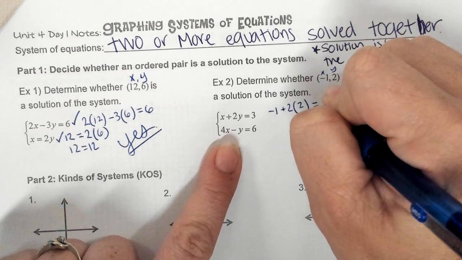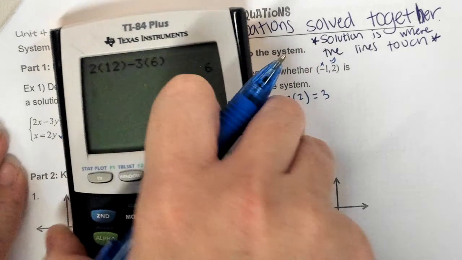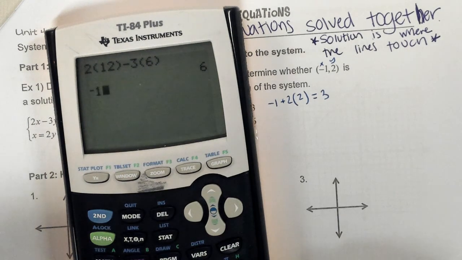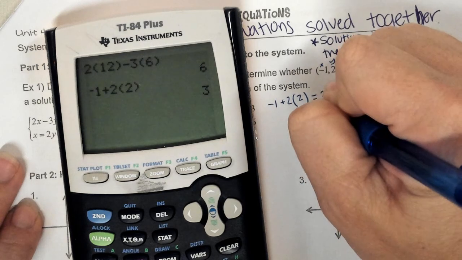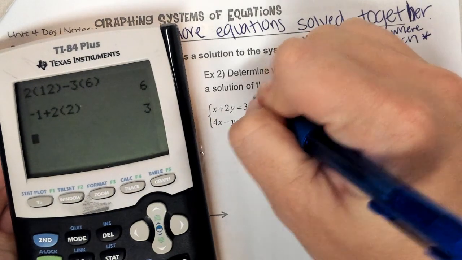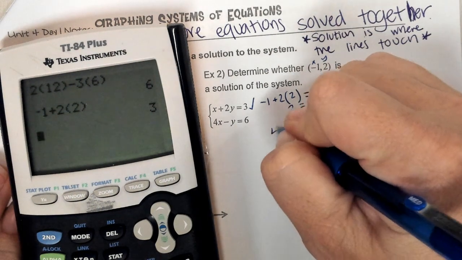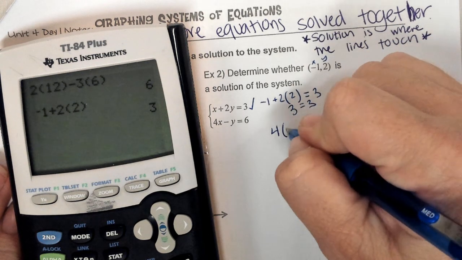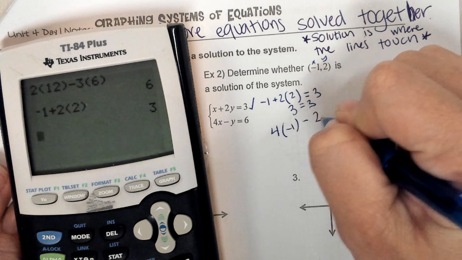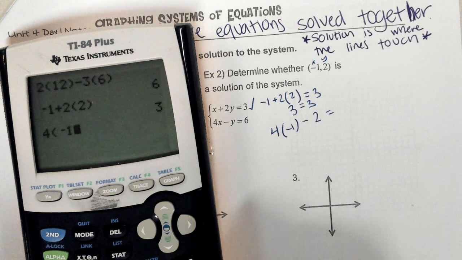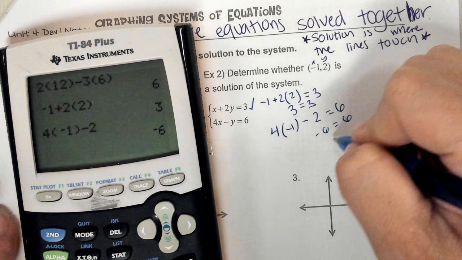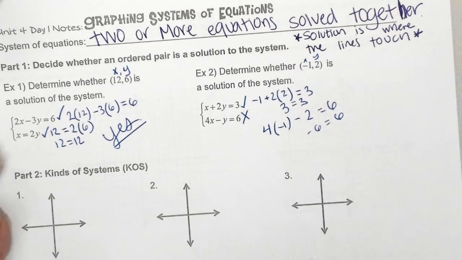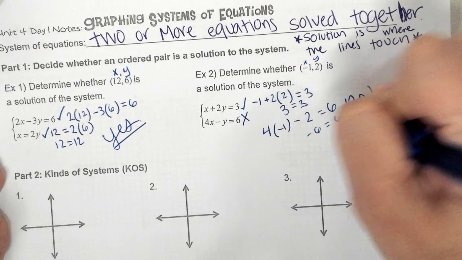So if I plug it into the first one, it should equal 3. And if I type in my calculator, -1 plus 2 times 2, it did equal 3. So it does satisfy the first equation. However, if I type it in the second one, x is -1 minus y is 2. Does -6 equal 6? No, so this does not. So therefore, this is not a solution to this system.